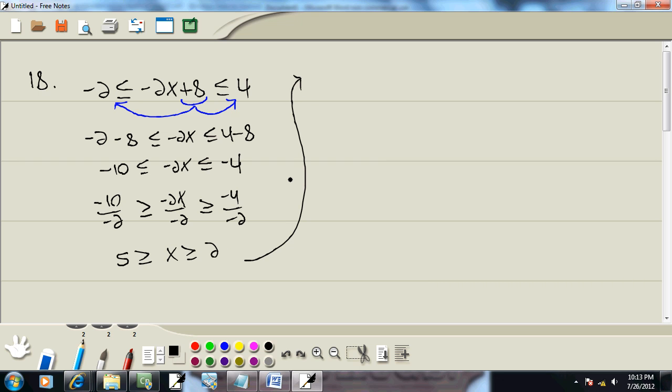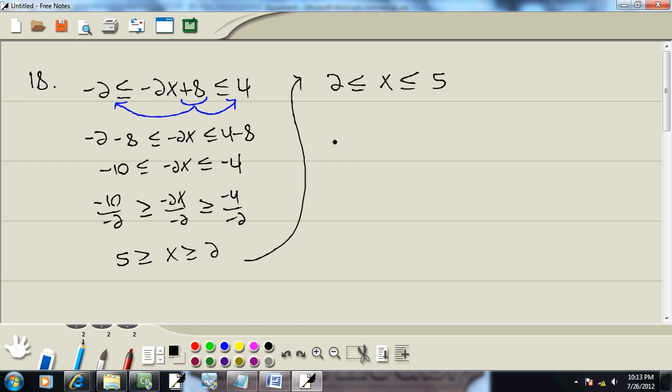Now the correct form for this is we want the smaller number on the left side. So put 2 over here, put the 5 on the right side, x in the middle. Now when we flip it around like that, notice here our small end opens up toward the 2. So when I flip it around, the small end of the inequality has to open up toward 2. Here the large end of the inequality opens up toward the 5. So when I flip it around, the large end has to open up toward the 5.